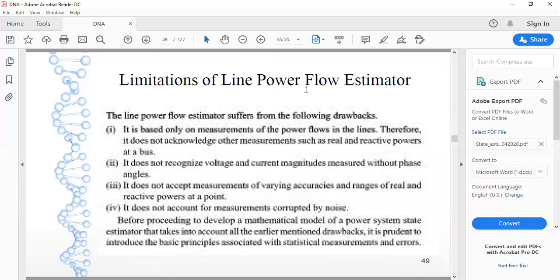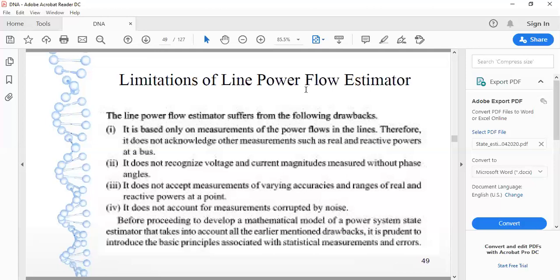Third, it does not accept measurements of varying accuracy in the range of real and reactive power at a point. This means if the measuring instrument offers variable accuracies, then it is not accepted, or this power flow or state estimation does not comply with this. Fourth, it does not account for measurements corrupted by noise. Over here, noise is the biggest threat to this measurement. As we have already defined, noise is an unwanted disturbance which we have to encounter during measurement. So if it is corrupted by noise, then we have to take care of this.